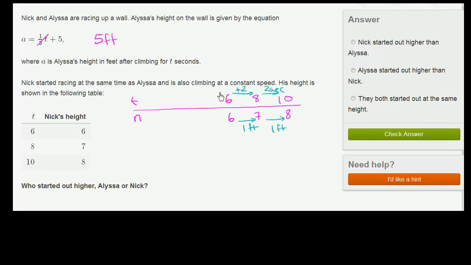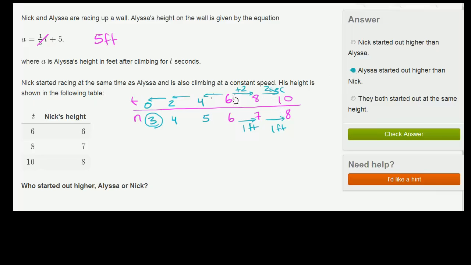So you could go backwards. If we take away 2 seconds to 4 seconds, he will decrease in height by 1 foot. If we go back another 2 seconds, he will decrease by another 1 foot. The reason we can say this is because we know he's climbing at a constant speed. So if we decrease by another 2 seconds to our starting time, he would have been 1 foot lower, so he would have been at 3 feet. Just like that, we now know at time equals 0, Nick's height is 3 feet in the air. So Alyssa started out higher than Nick, and this right over here would be the correct answer.